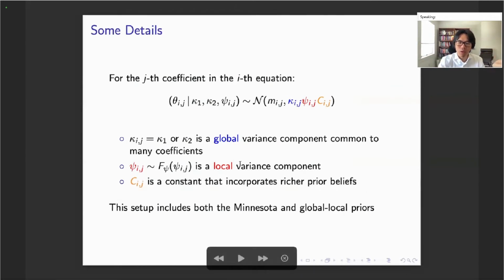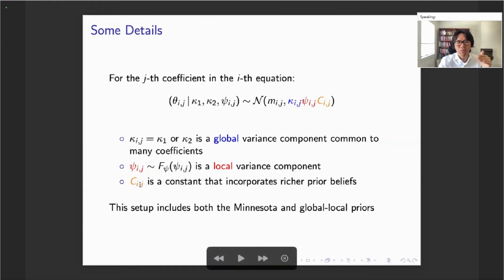And then we also have a local component, like in those adaptive hierarchical priors, that has some sort of distribution, right? So if this psi has a gamma distribution, then you will get the normal-gamma prior. The third component is this Cij. So this is something that allows you to have non-identical distributions.